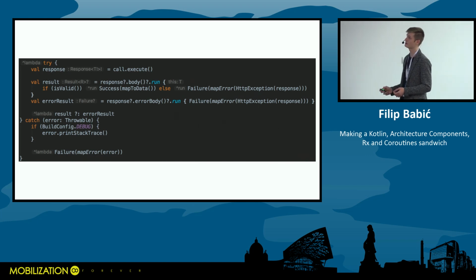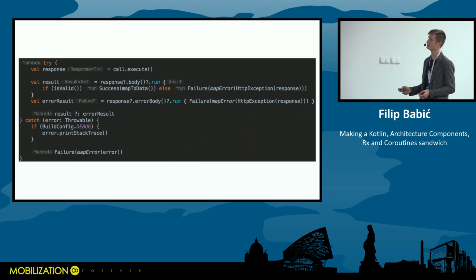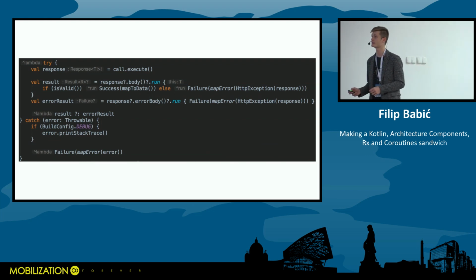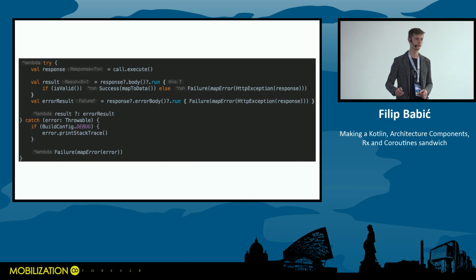Also, we use the error result because this is all nullable, and we have to do some null checking. If there is an error body, we probably got an error, so we just map it to a failure case. And then we return one or the other. Otherwise, in a catch block, if something went wrong, like a networking exception, so we don't have internet, or maybe serialization or something like that, we get the catch block, and we just return the failure case.